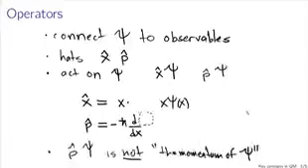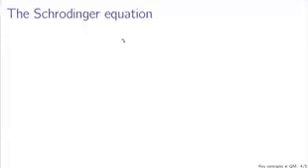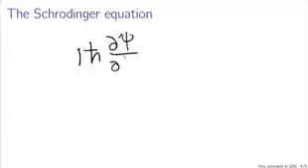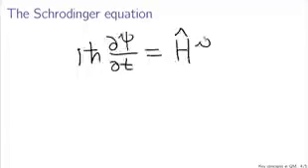The final key concept in quantum mechanics is the Schrödinger equation. And this is really the big equation, so I'll write it big. i h bar, partial derivative of psi with respect to time, is equal to h hat, that's an operator, acting on psi. Now h hat here is the Hamiltonian, which you can think of as the energy operator.